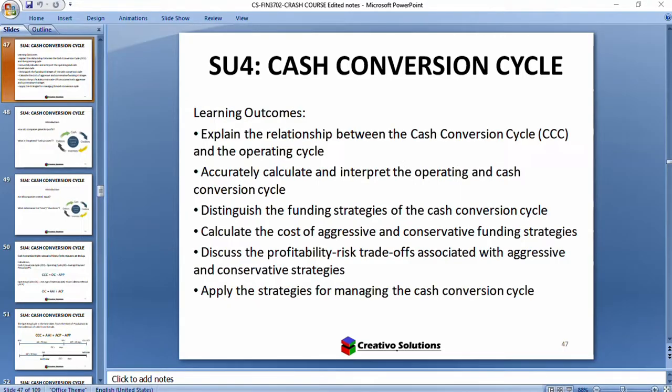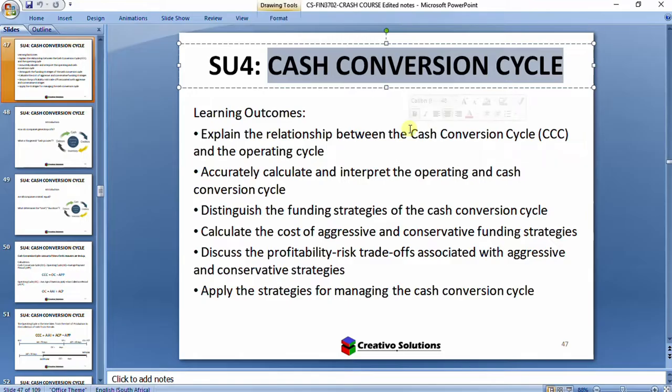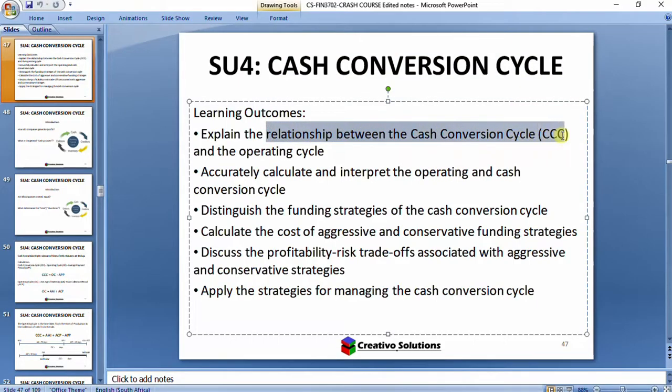Okay, so we left study unit 4 for this week purely because you're going to see lots of questions on the cash conversion cycle. It's something that UNISA is always going to test. Just to quickly cover the learning outcomes in this unit, you need to explain what the relationship is between the different components of the cash conversion cycle. You also need to know what the operating cycle is. That's part of the actual cash conversion cycle. You need to calculate and interpret the information, and then obviously provide different strategies from a funding perspective.